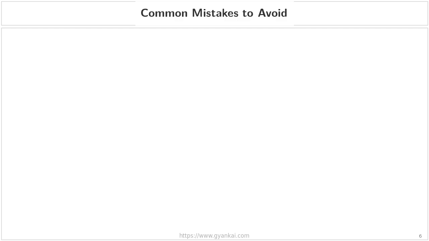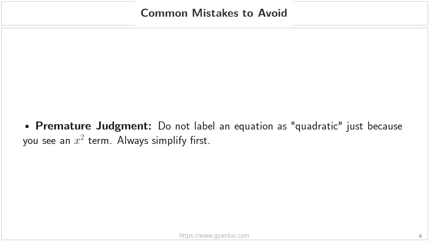Common mistakes to avoid. First, let's talk about premature judgment. This is perhaps the most common mistake. I see students do this all the time. They glance at an equation, see an x squared term, and immediately label it as quadratic. Please do not do this. As we discussed in our step-by-step verification process earlier, you must always simplify the equation fully before making a decision. An equation might look quadratic at first glance, but as we saw in our earlier examples, the quadratic term might vanish once you expand the brackets.